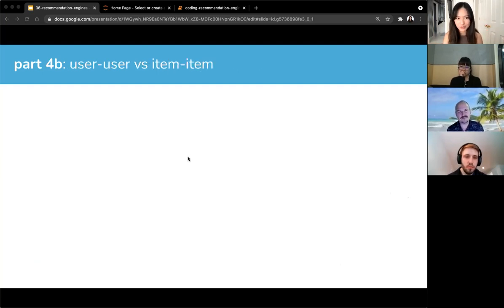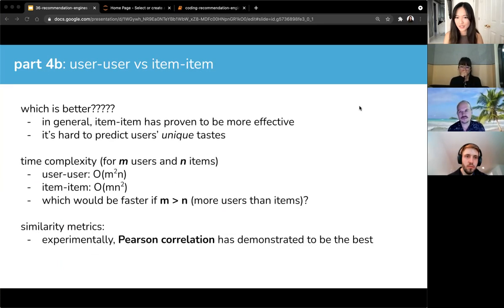So when we're looking at user to user versus item to item, some questions come up, which is better in practice. So experimentally, not mathematically, but just based on people implementing a bunch of algorithms, item to item has just proven to be more effective because it is hard to predict users' unique tastes. You also have to think about complexity.